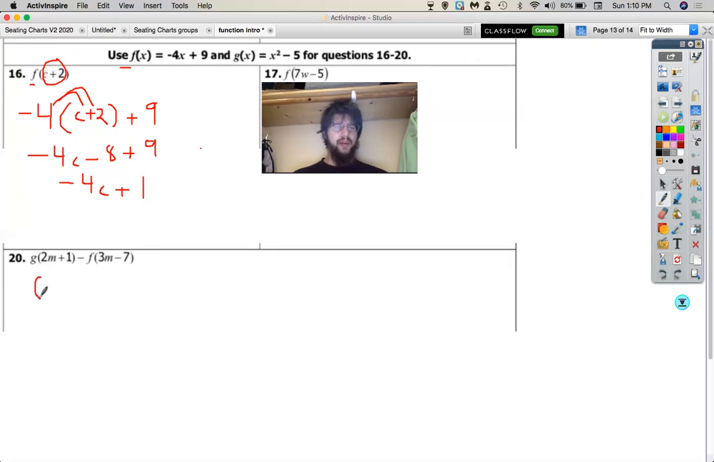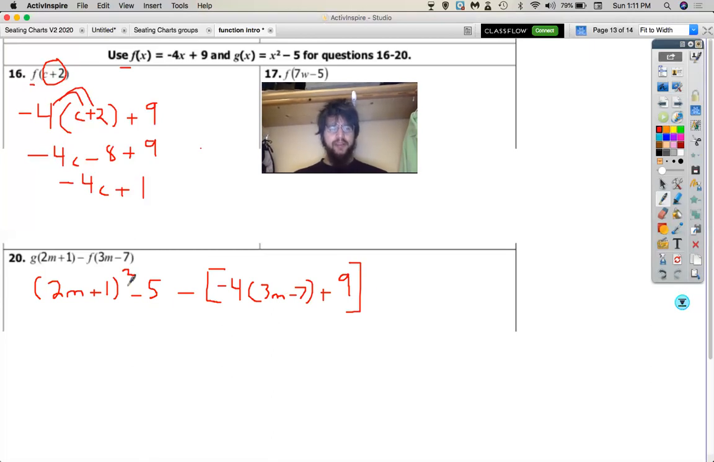I have x squared, so I'm gonna open up a parenthesis, 2m plus 1 squared. And I'm gonna subtract 5 from that, minus this whole f thing here. 3m minus 7. So negative 4 times 3m minus 7, plus the 9. Okay, we're subtracting this whole thing. So this is the setup. We got to work it out.